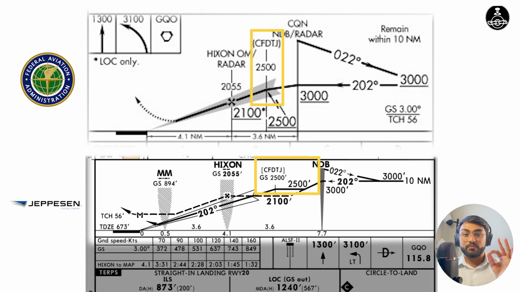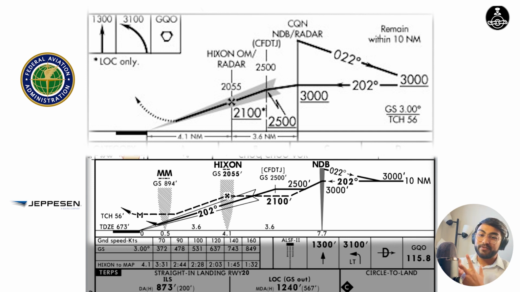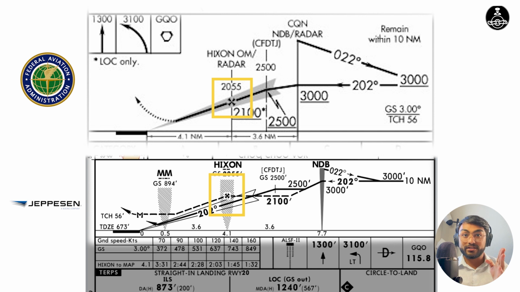For the ILS approach, the Jeppesen plate tells you 2500 is the altitude you maintain for the ILS, and glide slope interception will occur at CFDTJ at 2500 feet. So that is the final approach fix for the ILS, because that's where you intercept the glide slope at 2500 feet, CDI and glide slope centered. But for the localizer, your final approach fix will be where the cross is at Hickson, and you will be maintaining 2100 up until then if you are doing the localizer.